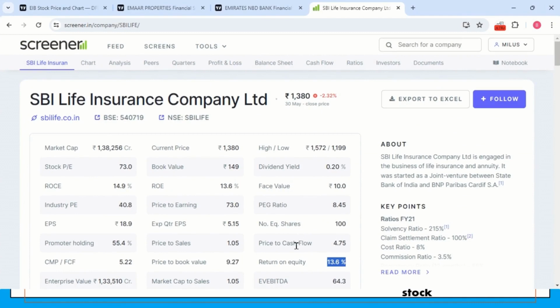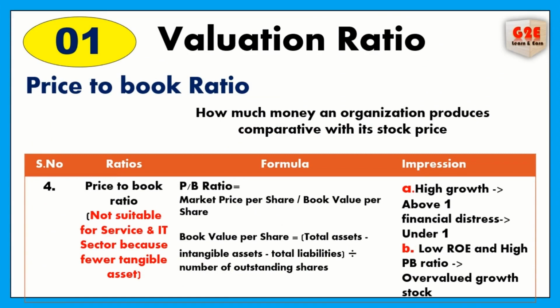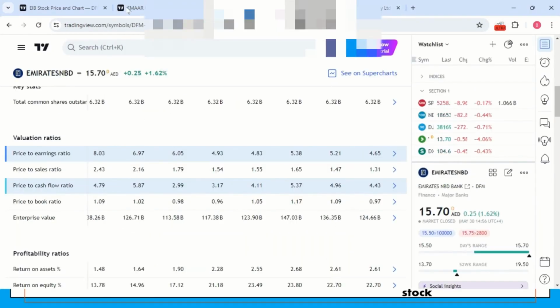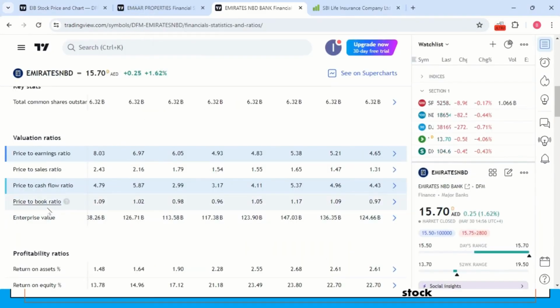So now we can go and look over here at another scenario I have also given. If it is above 1, in a sense, that is high growth. If it is under 1, in a sense, financial distress. So from here, both things are not available, so we can check price to book. If it is above 1 or less than 1, it is less than 1. Okay, financially distressed, it means what? Same thing, a few people are not making their payments.